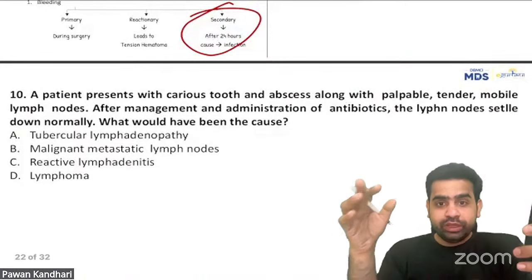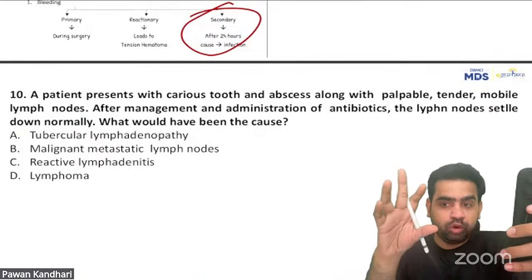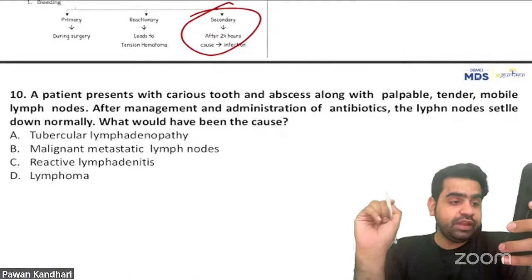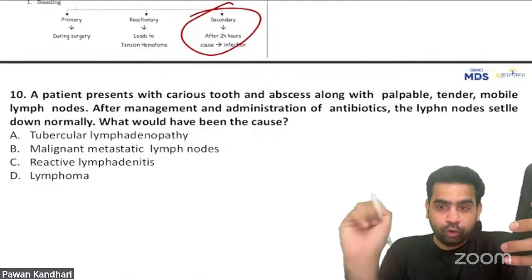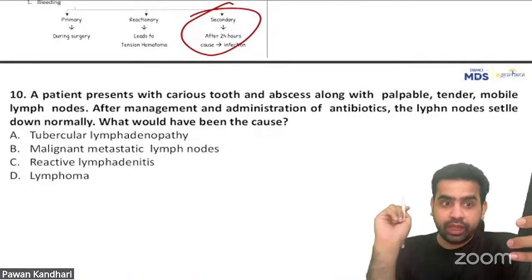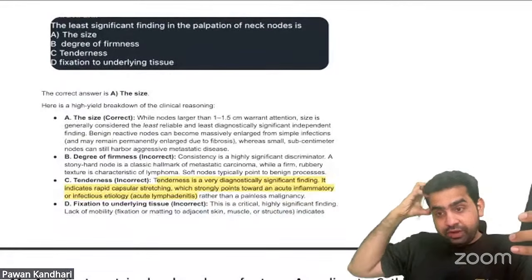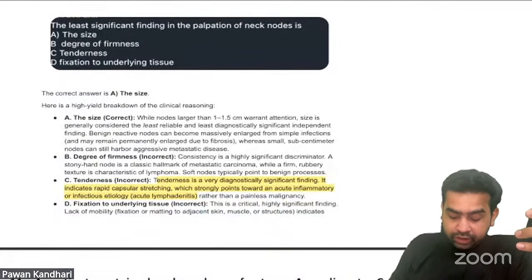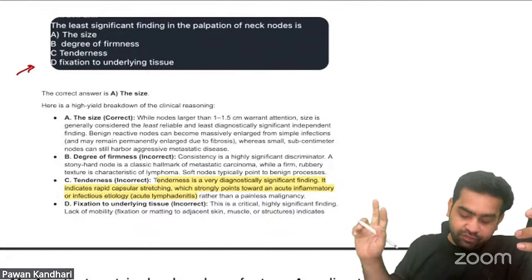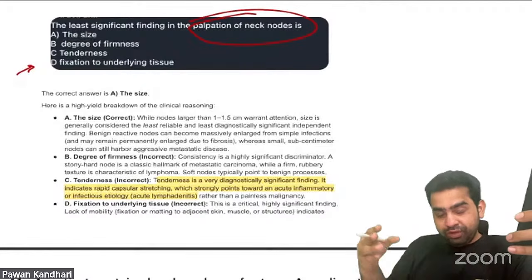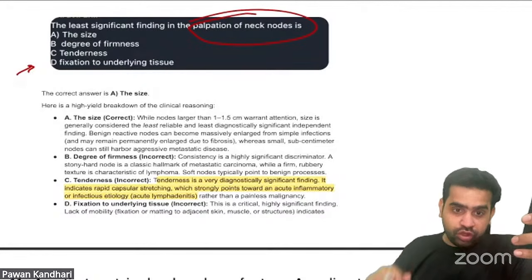Now, I don't know whether you found this particular question easy or difficult. But again, this is a very characteristic example of an indirect repeat. So from where is the repeat? I'll just tell you. Students have eaten my brain on Telegram asking about this particular question: the least significant finding of a palpable neck lymph node is what? Very recently, I made a document where I've shared this.